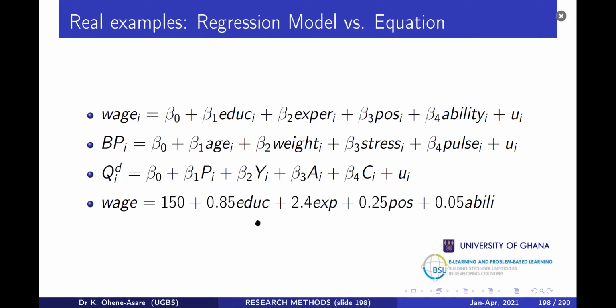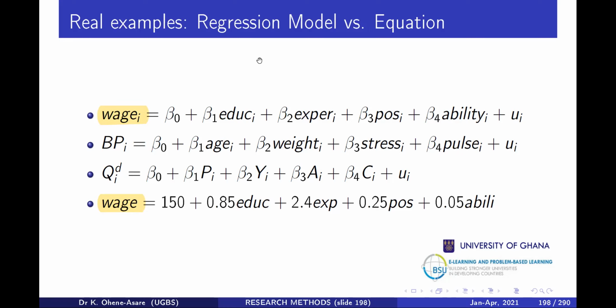There are two main differences between the specified model, which is the first one here, and the estimated regression equation, which is the last one here. What are the two main differences? You can raise your hand if you want to, or you can type the answer there. Number one, let's see whether somebody got it. No error in the specified or in the estimated. Which one? You have to be clear.